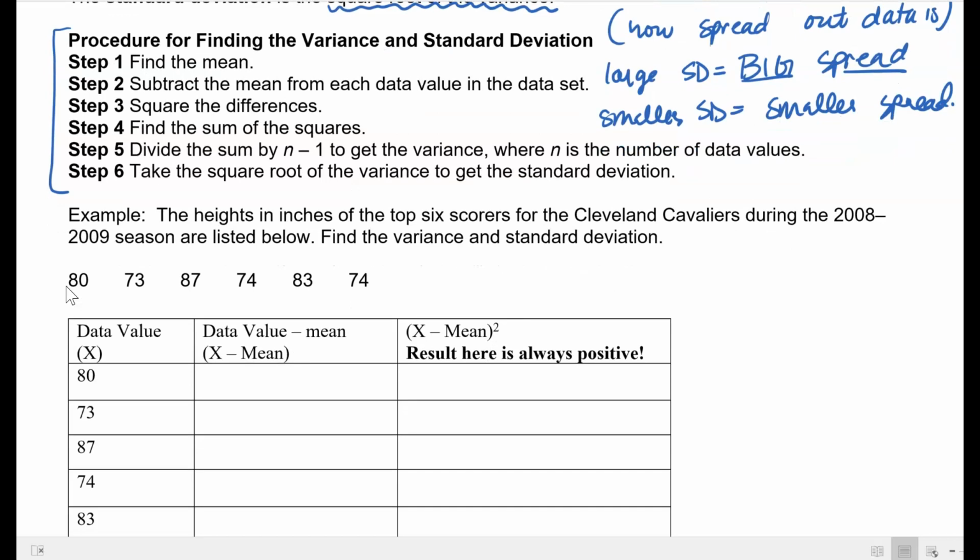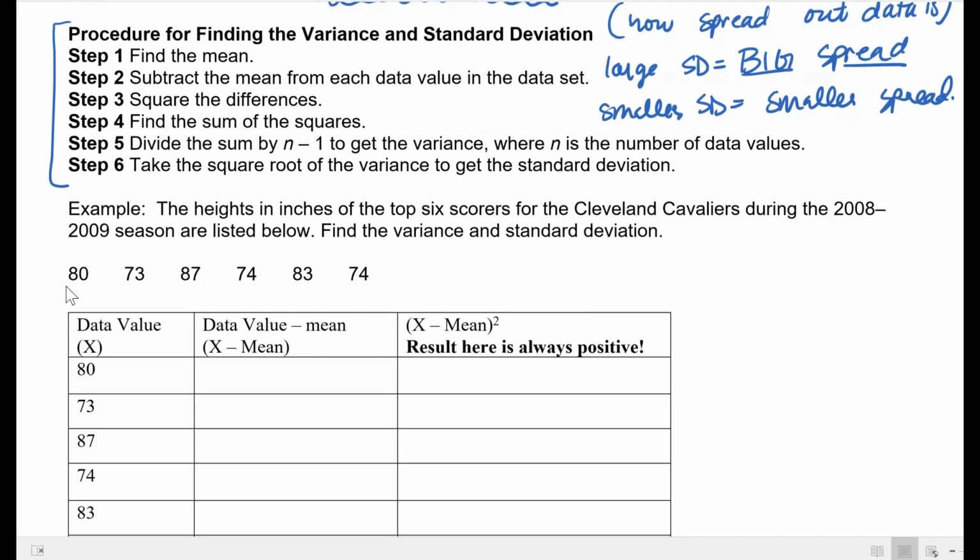So we've got some heights here for the Cleveland Cavalier scorers, basketball players, and we're going to find the variance and standard deviation. Step one is to find the mean. If you add all of these up and you divide by 6, you end up getting a mean of 78.5 inches.